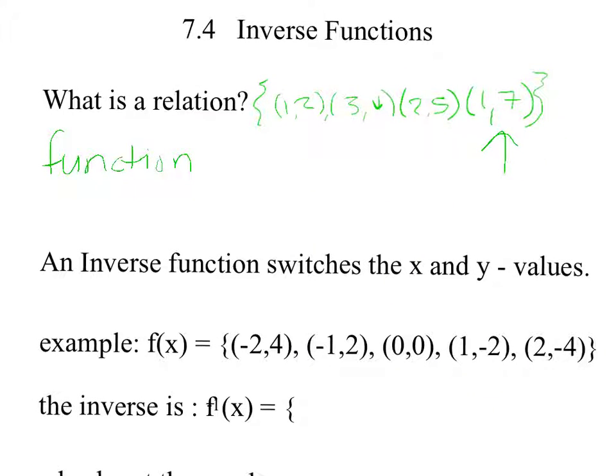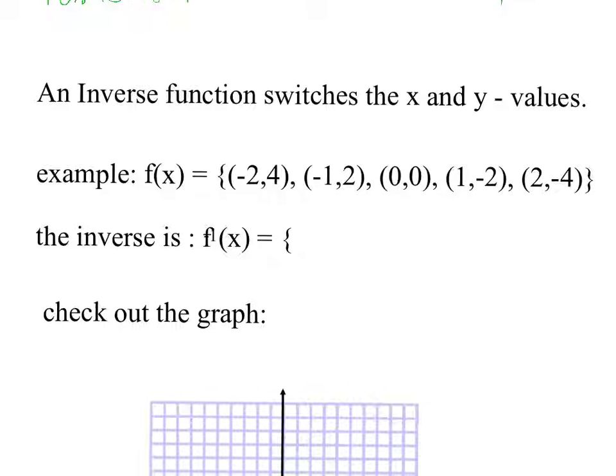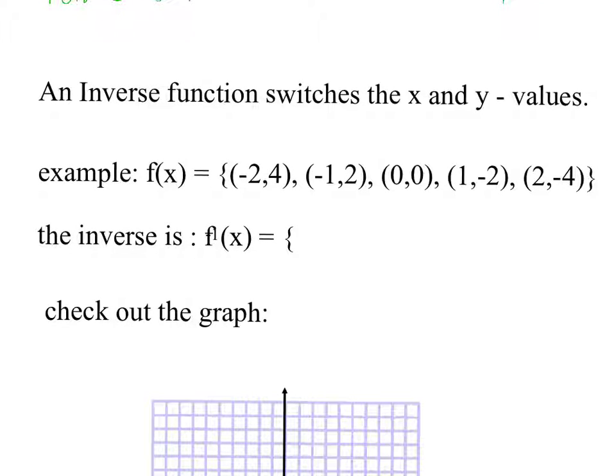And so then what we move into is something called an inverse function. And basically it's pretty simple actually, all you're doing is you're switching your x and y values. So here we have this function right here: -2, 4, -1, 2, 0, 0, 1, -2, and 2, -4. There's no repeats of x values, so I don't have to worry about it not being a function. And then we go into the inverse, and what it's going to do is switch your x and y values.